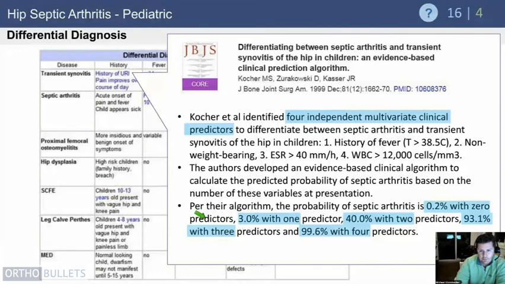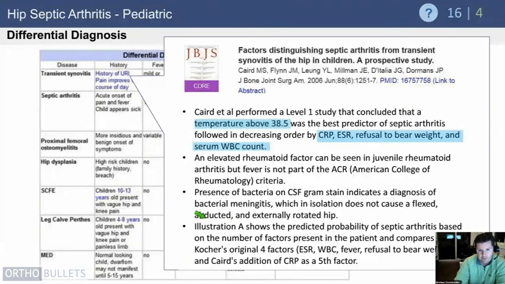Those 4 independent multivariate clinical predictors can give you a risk of septic arthritis. Those ones that I listed before, as you can see, if you have all 4 of the factors, your risk of septic arthritis is almost 100%, whereas if you have none of the factors, it's 0.2%. So it's quite useful in determining which way to go after you've taken these kids, particularly whether or not you should aspirate them, move ahead with an ultrasound, or if surgery is the best answer.